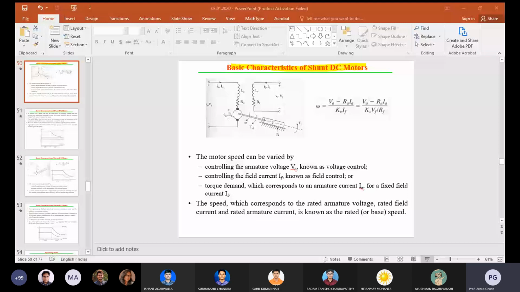Then there are four quadrant operations, and then single phase drive. I will start discussing four quadrant operation in my next class, which is tomorrow.